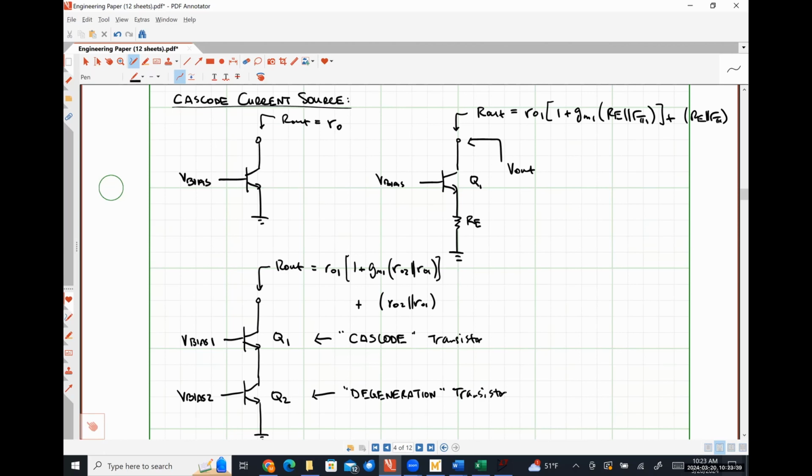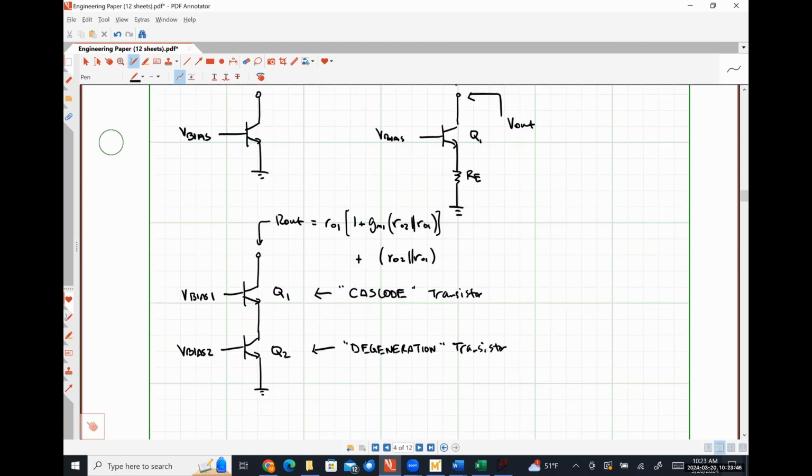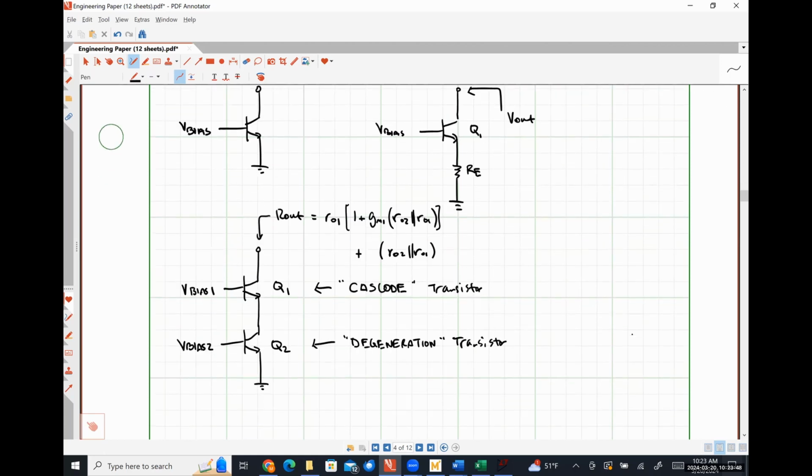Now, so this is a true cascode. I want to be clear here. We have an NPN transistor cascoded on top of another NPN transistor. We could do the exact same thing with a PNP transistor on top of another PNP transistor.